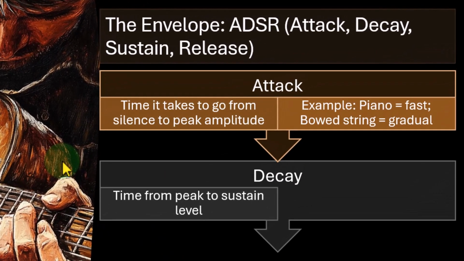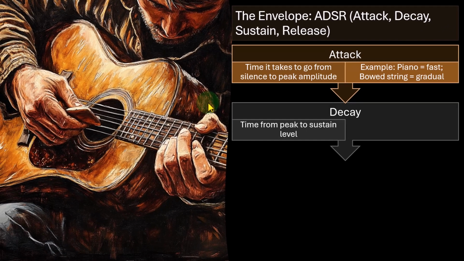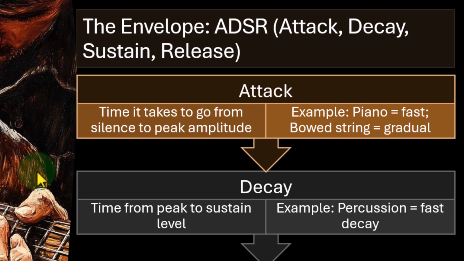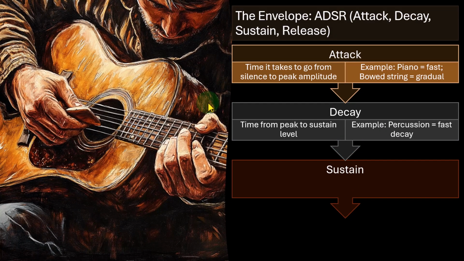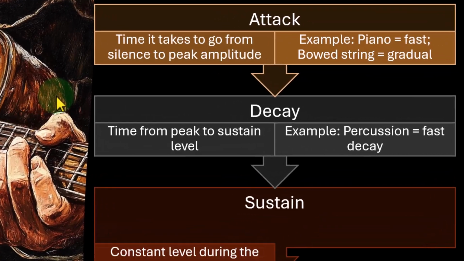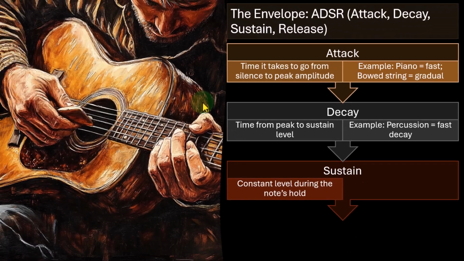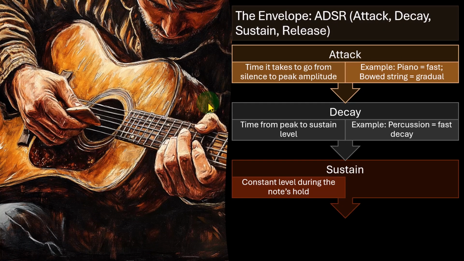Then we have the decay, the time from peak to sustain level. If you pluck the string on the guitar, it might peak higher than the actual tone that it's going to sustain on, if you were to show that on a tuner, for example. So for example, a plucked instrument has a fast decay, and percussion has a fast decay. And then we have the sustain, the constant level during the note's hold. If you pluck the string, it's going to peak, and then it's going to hold the sustain, which is the easiest place to tune it if you're using an electronic tuner. Hopefully it's going to hold on there for a little bit of time, so you have the measure of how long it'll hold the sustain.